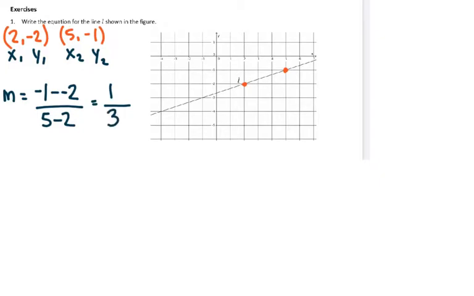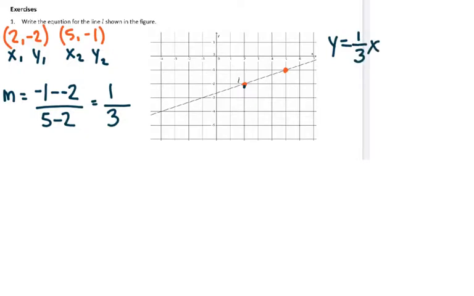That's great information. I can even check my slope because from this point right here, which is 2, -2, I can move up 1 unit and to the right 3 units to get to my point 5, -1. So I can confirm that my slope is 1/3 in this problem. I'm going to write over here the start of my equation in slope-intercept form. So y equals 1/3 x.